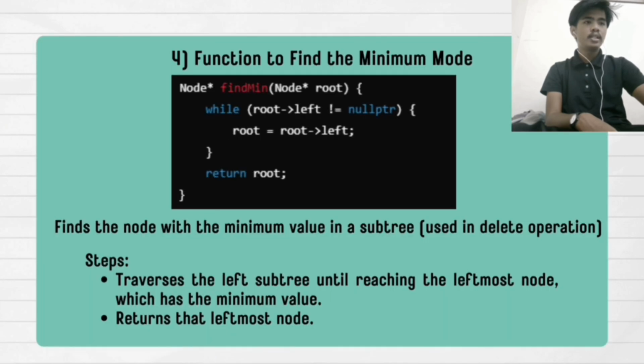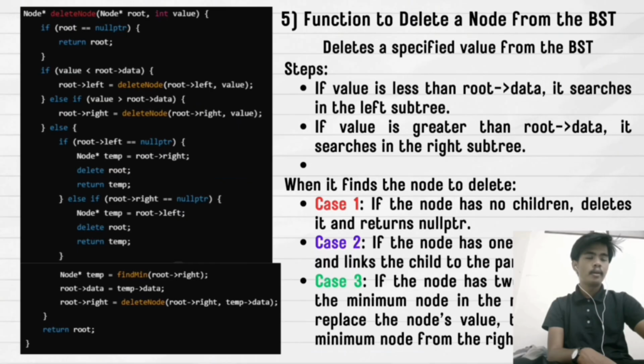The fourth part is the function to find the minimum node. It finds the node with the minimum value in a subtree, used in the delete operation. The first step is it traverses the left subtree until reaching the leftmost node, which has the minimum value. The last step is it returns that leftmost node. The fifth part is the function to delete a node from the BST. It deletes a specified value from the BST.